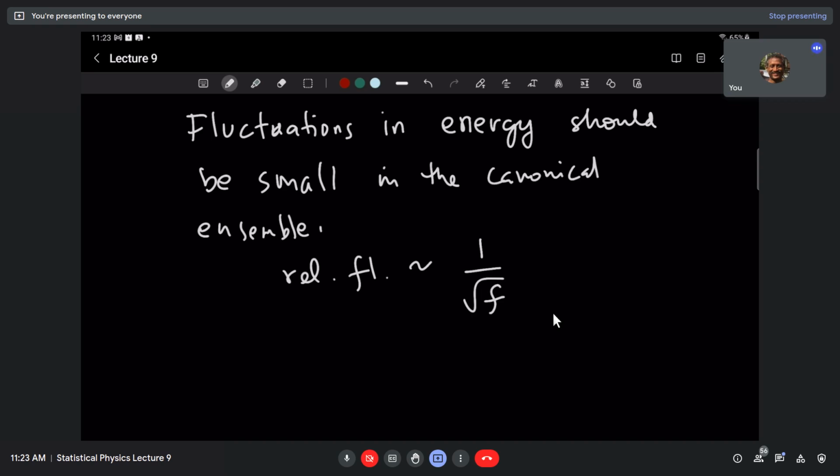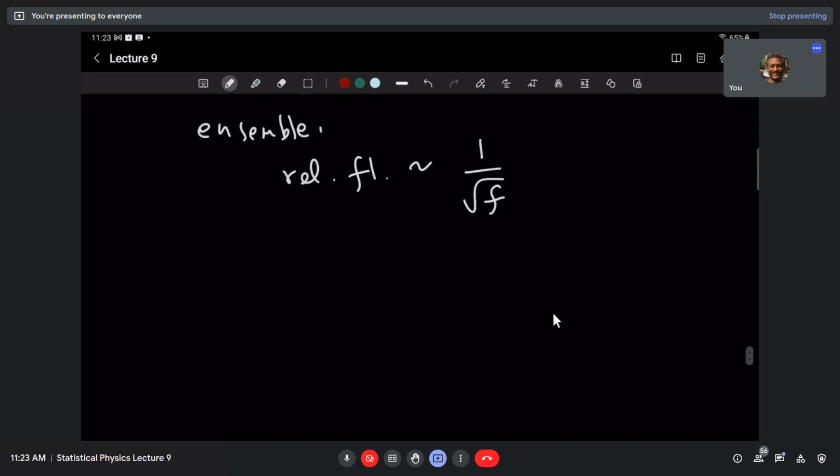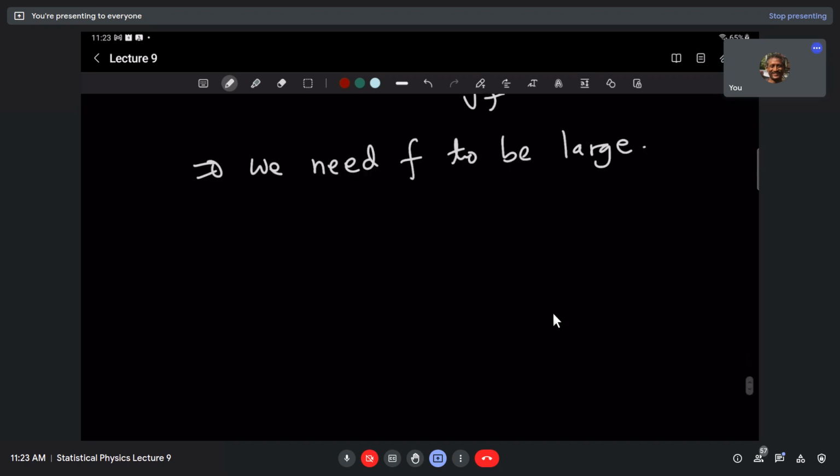Okay, so in such situations, we can actually try to match these two descriptions, and that's what we will start doing. So this implies we need f to be large. And intuitively, you can see it doesn't have to be Avogadro's number. Even 10 power 6 might be pretty decent if you're happy with one part in 1,000 or something. So let's assume this, and now we can go ahead.